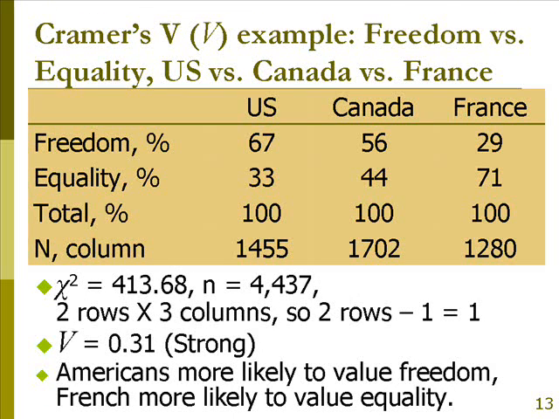If we add a country to our example of preference for freedom versus preference for equality, so we'll put France in there, we see basically the chi-squared value and the number of cases and the number of rows and number of columns, and SPSS does all this for us. It gives us a Cramer's V value of 0.31, which, according to the criteria we talked about, is a fairly strong association. So we know that association exists, it's above 0. Based upon the value, we know that it's strong, and just interpreting the direction, we would say that Americans are more likely to value freedom, whereas the French are more likely to value equality.